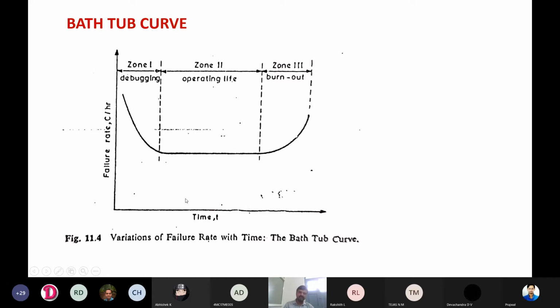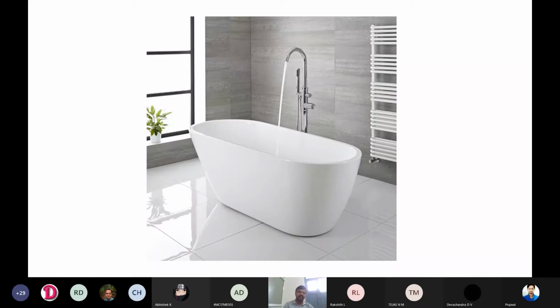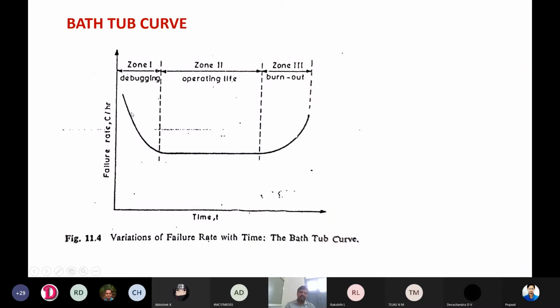Next, why is it called a bathtub? If you have seen a bathtub, you can see its shape. If you consider this as the position of the observer, and you look from the front, from this direction, then this is the front view. So this curve also takes the shape of this bathtub. That's why it is called the bathtub curve, because the shape of this curve is similar to the shape of the bathtub.